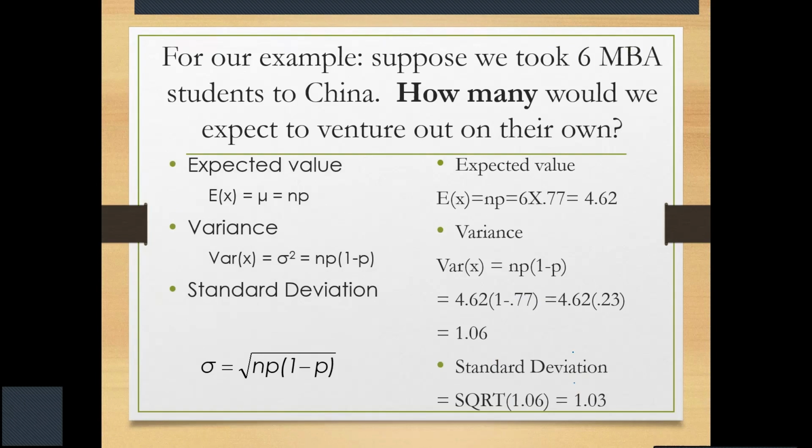So suppose we took 6 students to China. How many would we expect to venture out on their own? Well, the expected value is n times p, so 6 times 0.77, so 4.62 we would expect. The variance would be that number times 0.23, which is 1.06 down here. Okay, and the standard deviation is the square root of 1.06, which is 1.03.